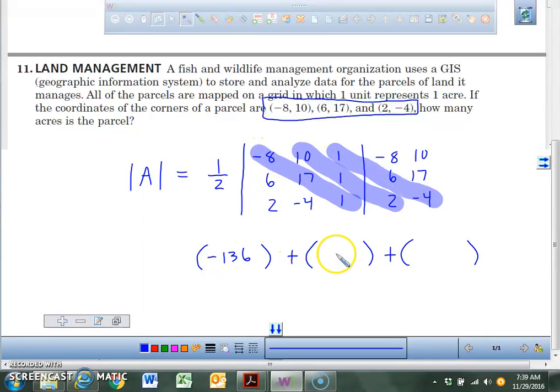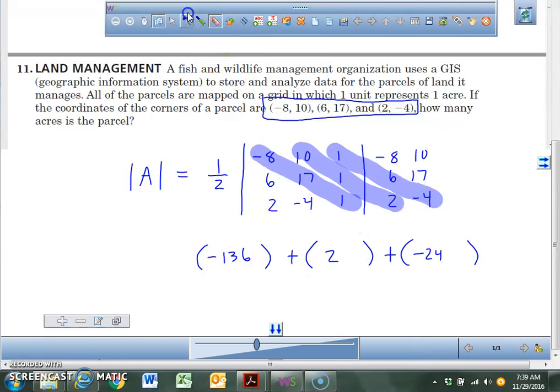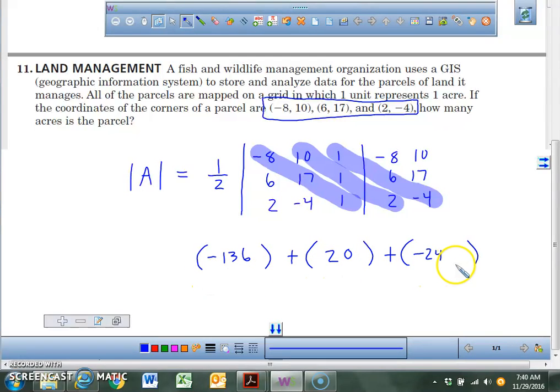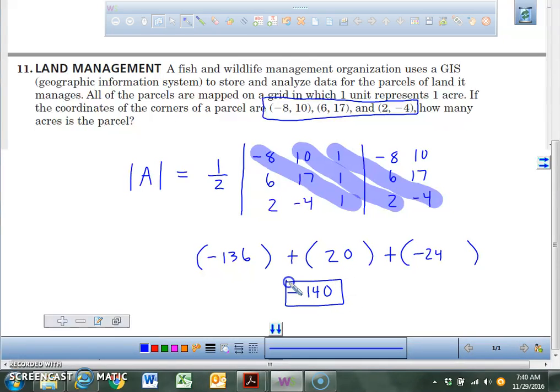Product of the second diagonal, 20. Product of the third, -24. So you add all those up together. What did you get when you added all of that up together? -140. So that right there is the sum of the first 3 products of the 3 diagonals. That's the first step. What's the next step in this process? We have to do the next set of diagonals.